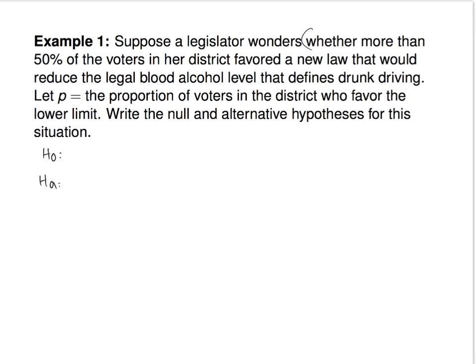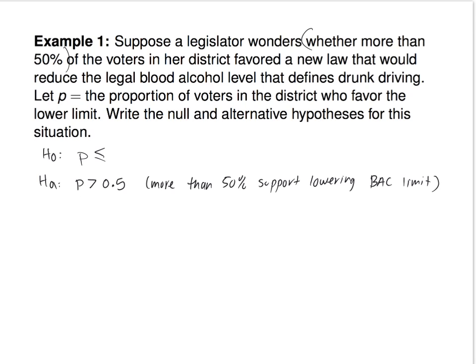So she wonders whether more than 50%. So I think that's kind of the HA. Does that make sense? So the proportion is bigger than half. So more than 50% support lowering the blood alcohol content limit. And then what would H naught be? 0.5.